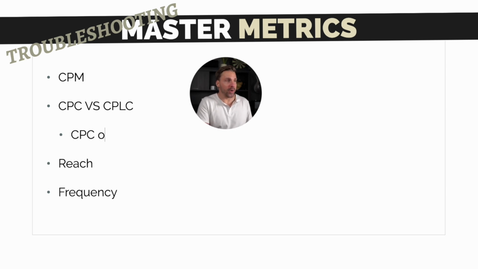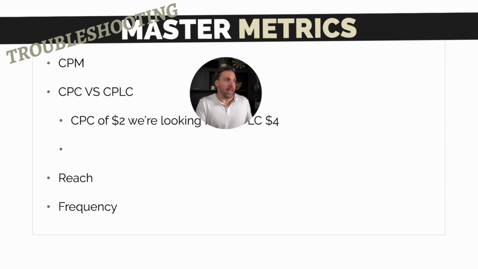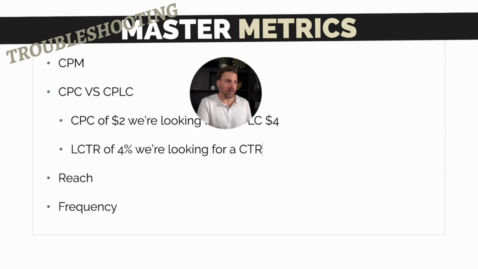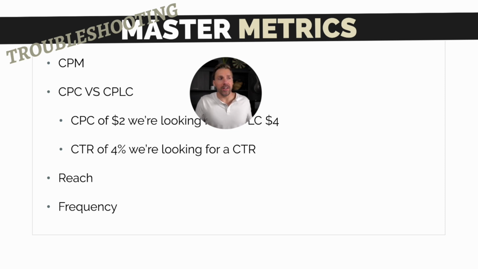So let me write this out to make this a little bit easier now that I'm thinking about it. Essentially, if we've got a cost per click of $2, we're looking for a cost per link click of around $4. If we've got a link click-through rate of 4%, we're looking for a click-through rate... I did that backwards. Let's do this. If you've got a click-through rate of 4%, we're looking for a link click-through rate of 2%.